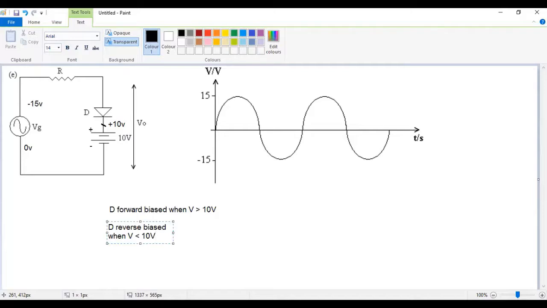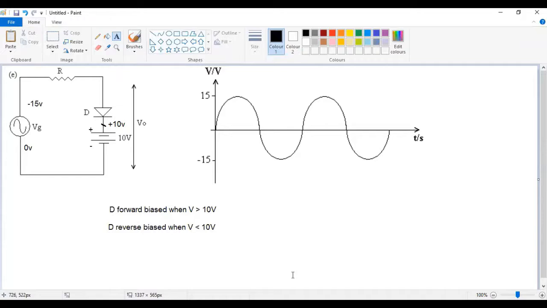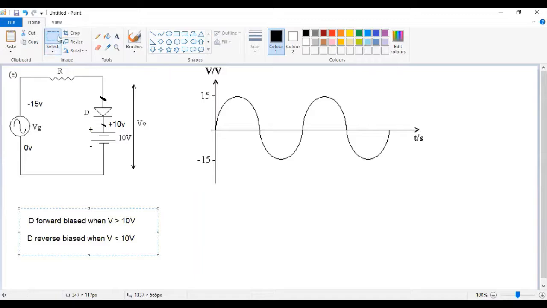Because in this type of circuit, like we've done earlier, you have to identify when the diode is forward biased and when it is reverse biased. So when this point is 10 volts and above, the diode will conduct. When this voltage is below 10 volts, the current will try to flow from high to low, and it's going to be reverse biased. Okay. Now I'm just going to draw the output waveform. I'm just going to copy this down.